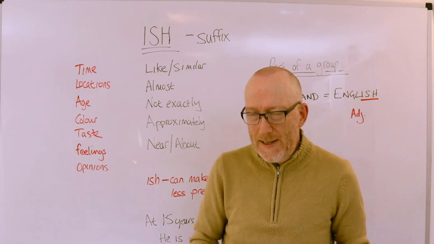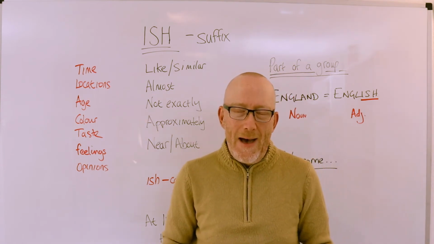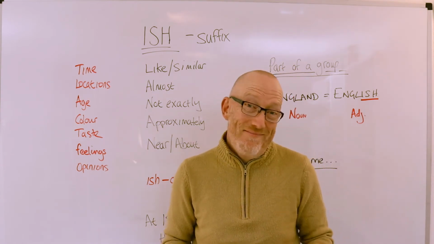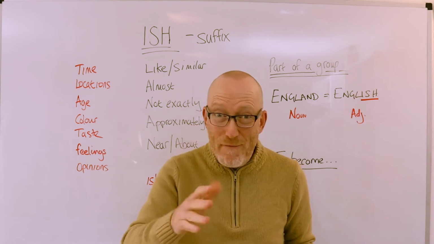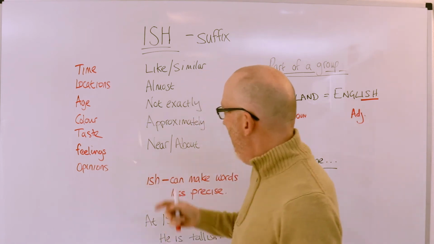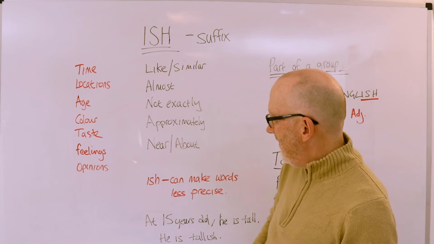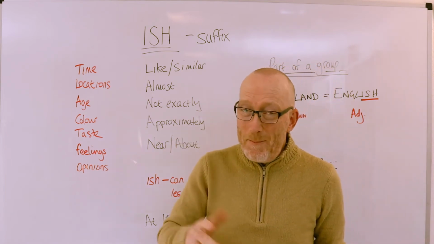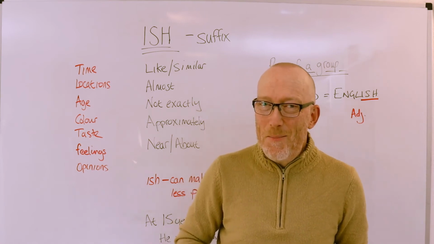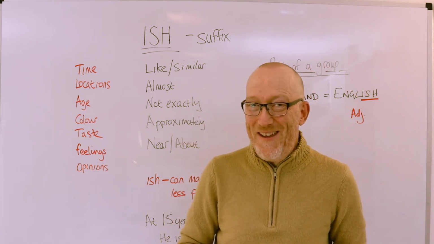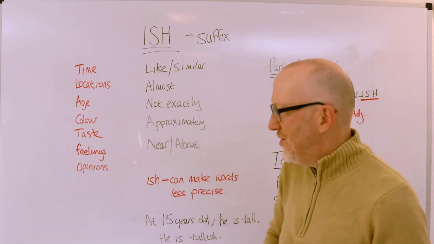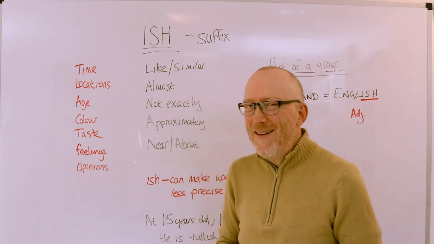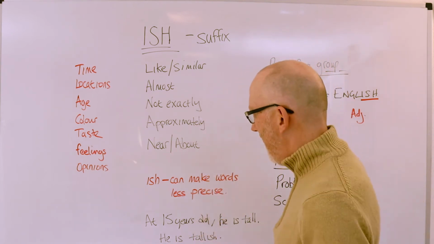Age. This is an interesting one. I am 40-ish. How old are you? I am 40-ish. So, not exactly, but approximately 40-ish. That means I could be younger than 40, but probably I'm older than 40. Yeah, but 40-ish. I know I don't look it, but there you go, I am.